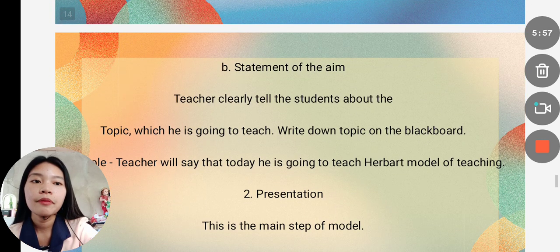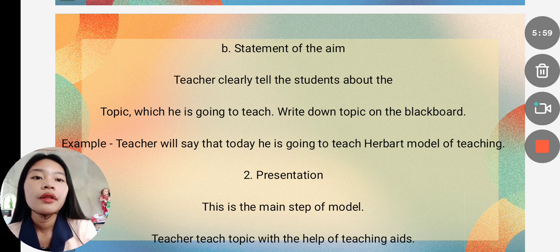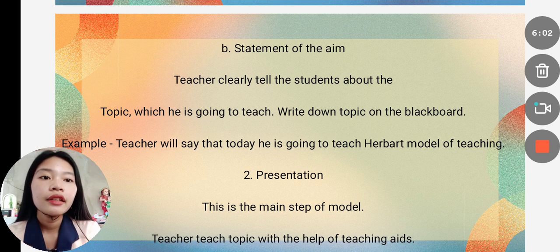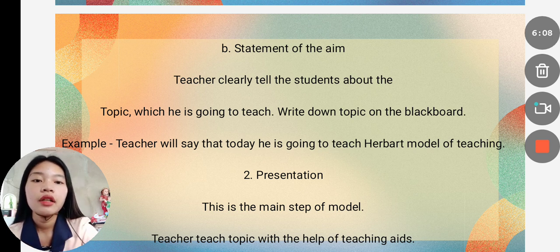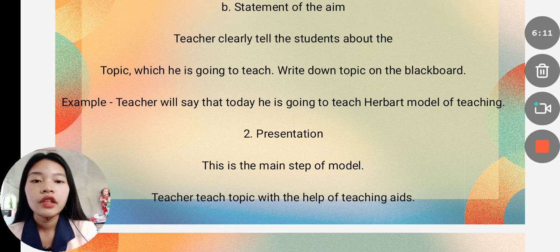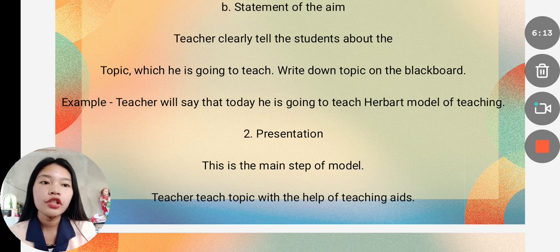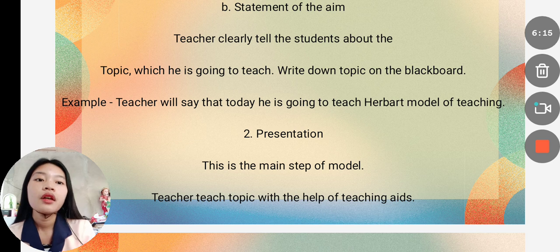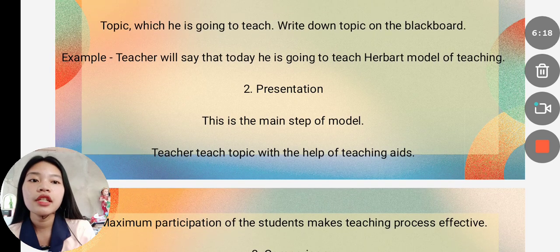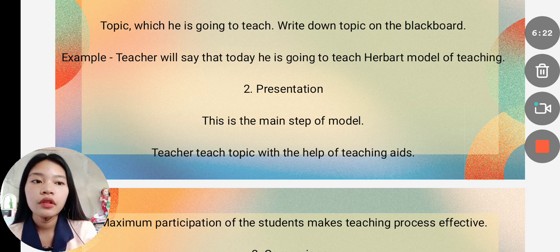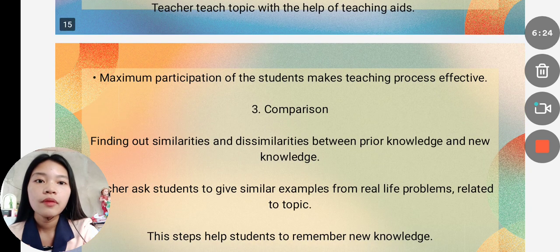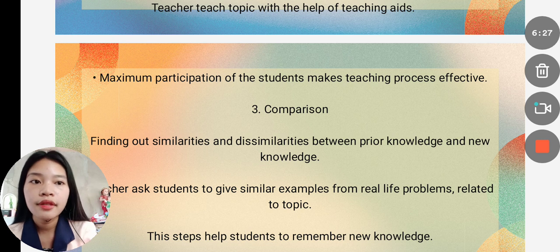Then there is the statement of the aim. The teacher clearly tells the students about the topic which he is going to teach. Write down the topic on the blackboard. Example, the teacher will say that today he is going to teach the Herbart model of teaching. Then the presentation is the main step of the model. The teacher teaches the topic with the help of teaching aids. The maximum participation of the students makes the teaching process effective.